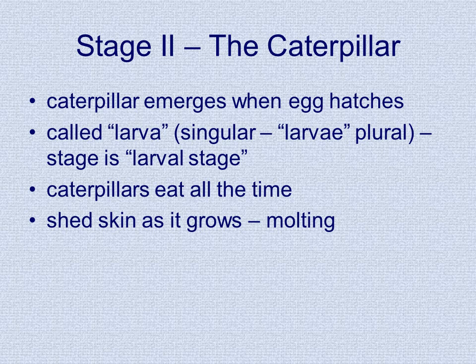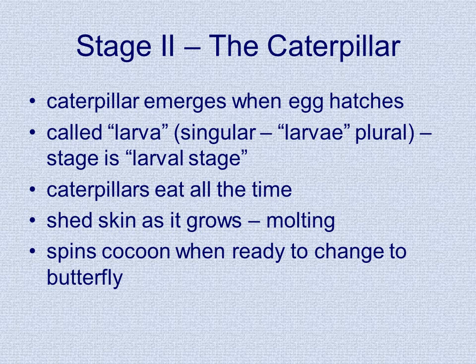As they grow, the caterpillar sheds its skin. When you and I grow, our skin kind of stretches out along with us, but this doesn't happen with the caterpillar. The caterpillar literally outgrows its skin, and it sheds the skin. This process is called molting. So the caterpillar outgrows the skin and leaves the skin behind.